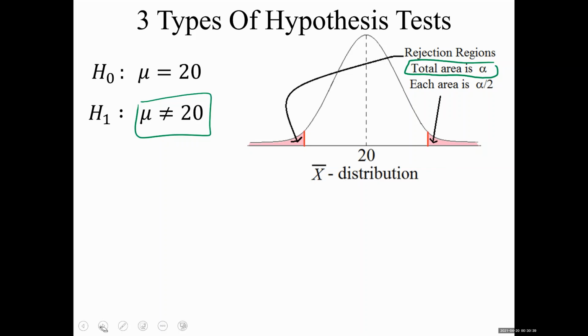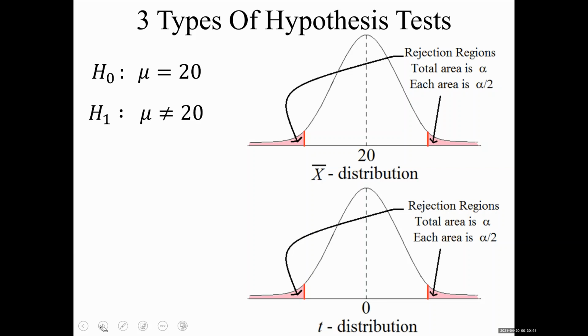And once again, when we do problems, we will not be using the X bar distribution, we'll be using the T distribution. Everything else will be the same except for the fact that the middle number here will be 0. The rejection region, again, will be on both sides, and the total area is alpha. That means each individual area is alpha over 2.